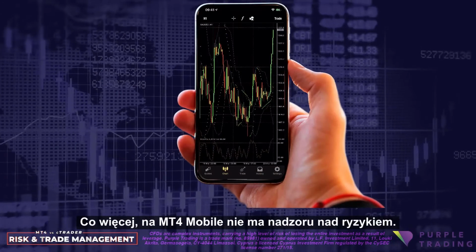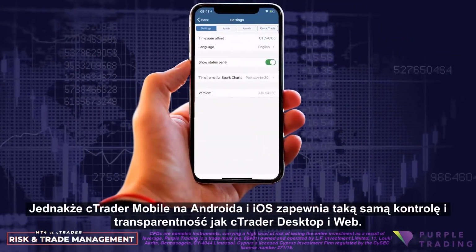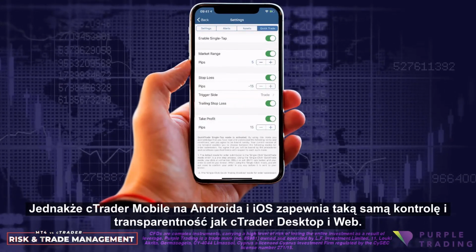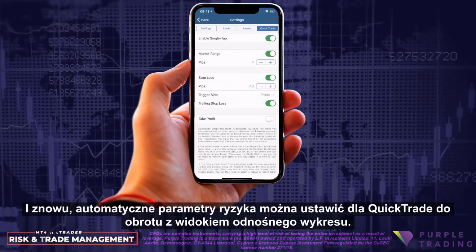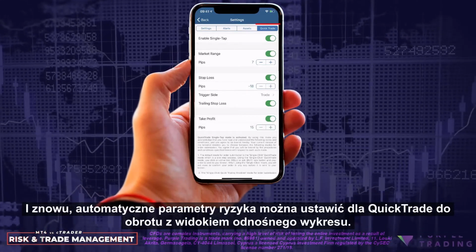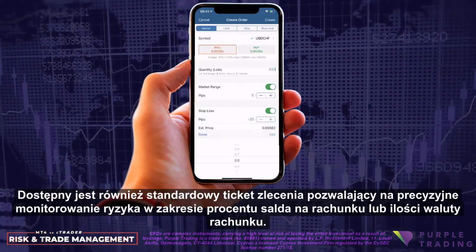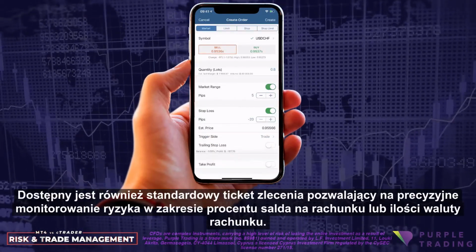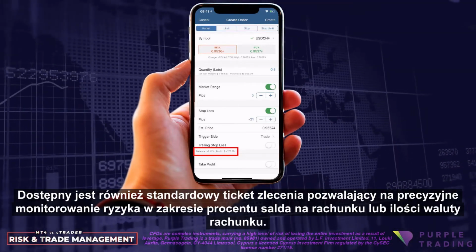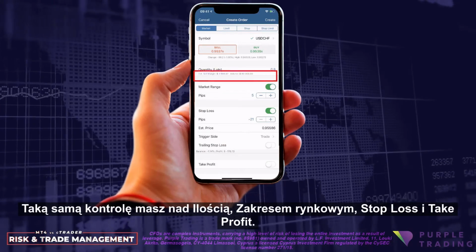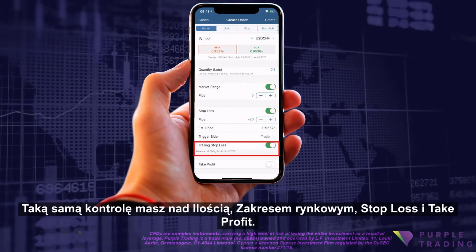Also, on MT4 Mobile, there is no oversight of risk. On cTrader Mobile, Android and iOS, however, you will find all the same control and transparency as you do with cTrader Desktop and Web. Again, automatic risk parameters may be set for QuickTrade for trading with a view of the respective chart. A standard order ticket is also available to accurately monitor your risk in account balance percentage or the quantity of account currency. You have the same control over quantity, market range, stop loss, and take profit.